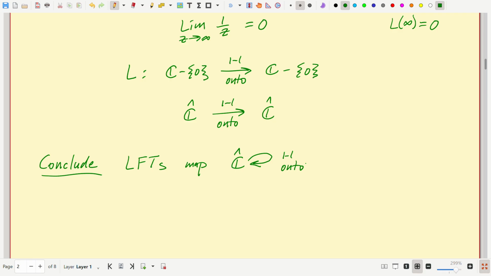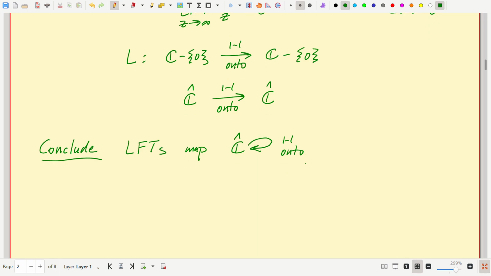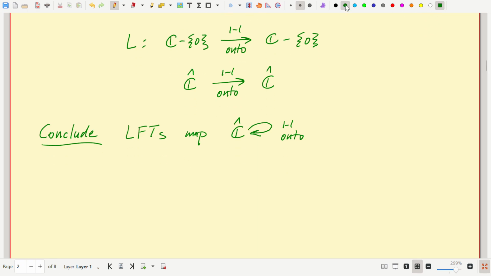Let's think about the cases. The C equals 0 case, we just did that. Then the thing is AZ plus B, and that maps infinity to infinity.